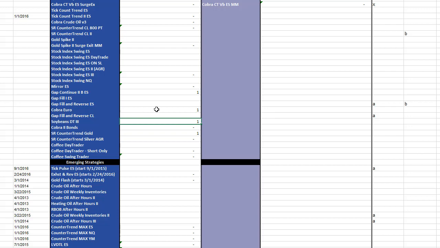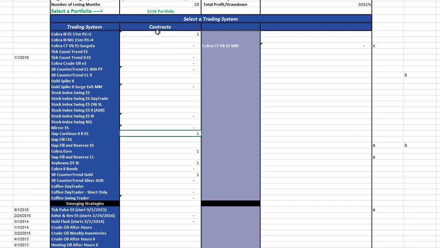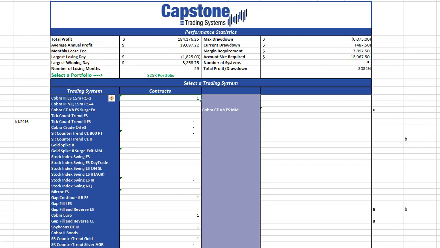Soybeans Day Trader 3 hasn't traded much. Cobra Euro hasn't traded. It took one trade in October, I believe, one or two. Gap continued to be taken a few trades lately in the past month or two. Cobra 3 hasn't traded as much lately, and those have been losing trades. And so you see, overall, the core strategies are still good.